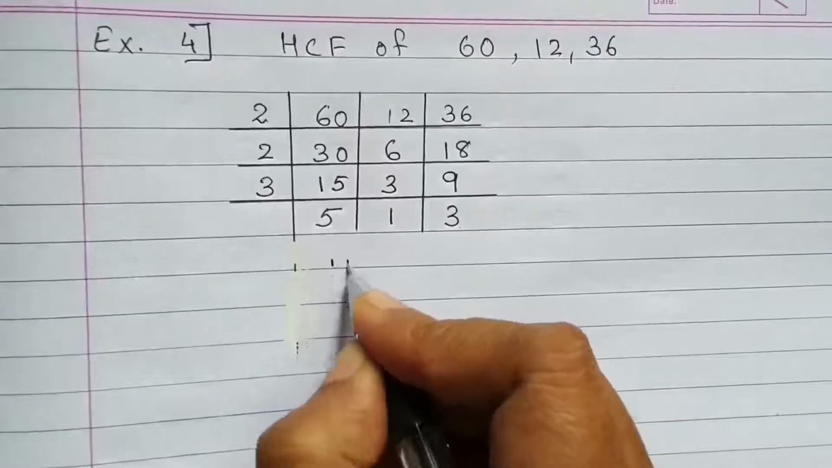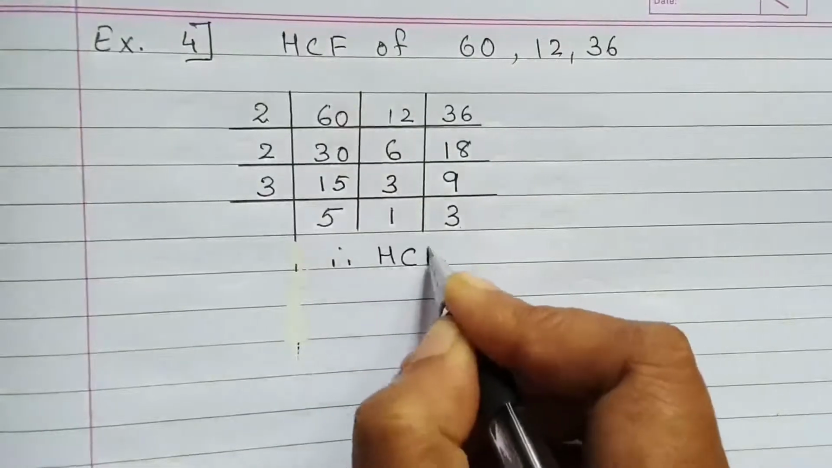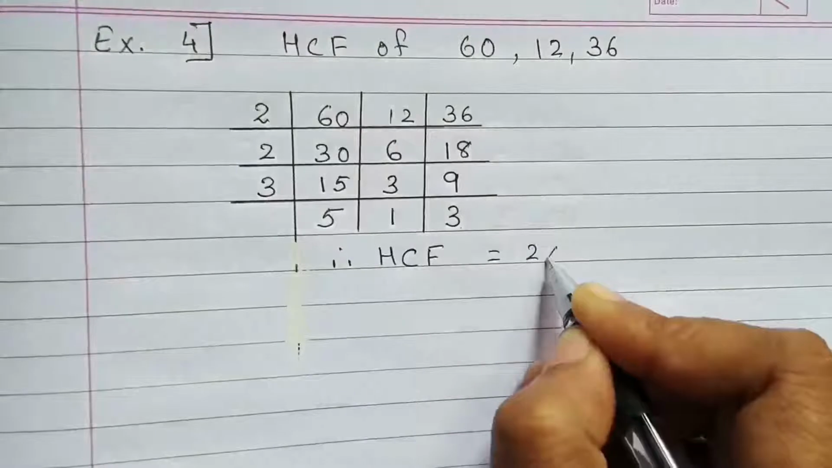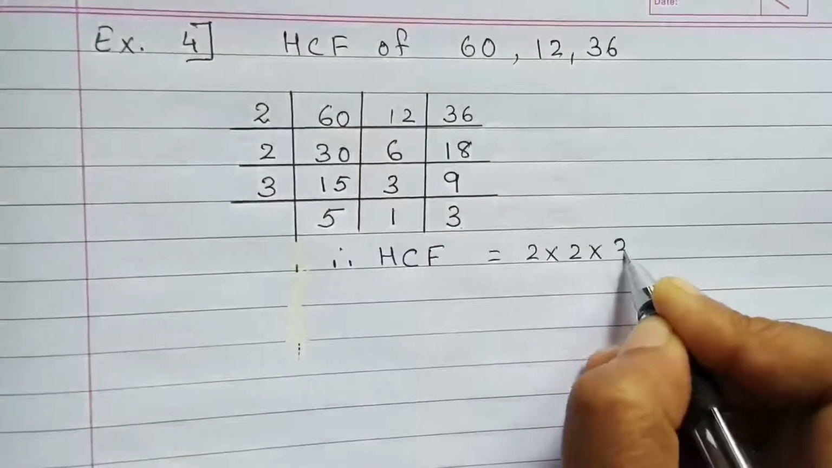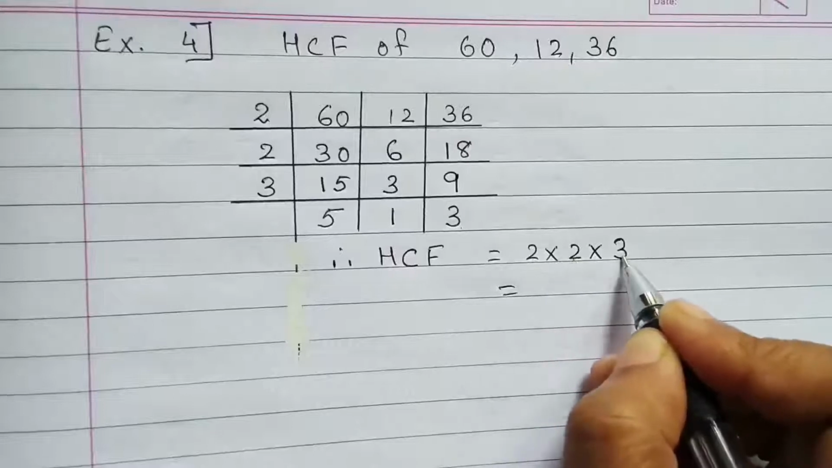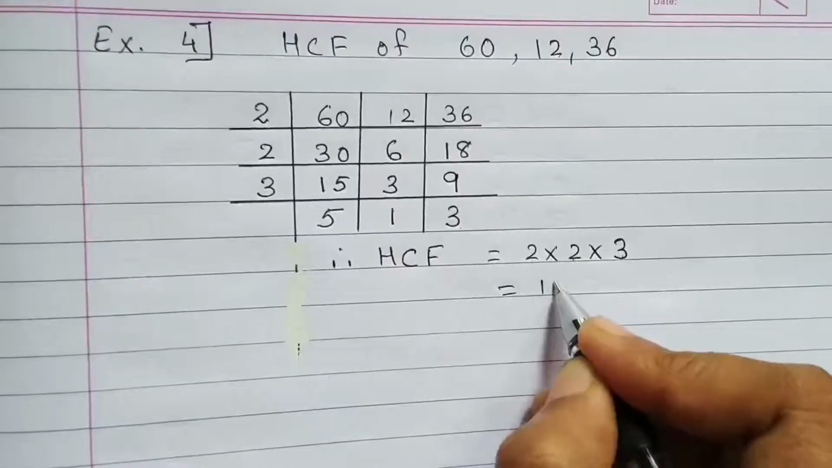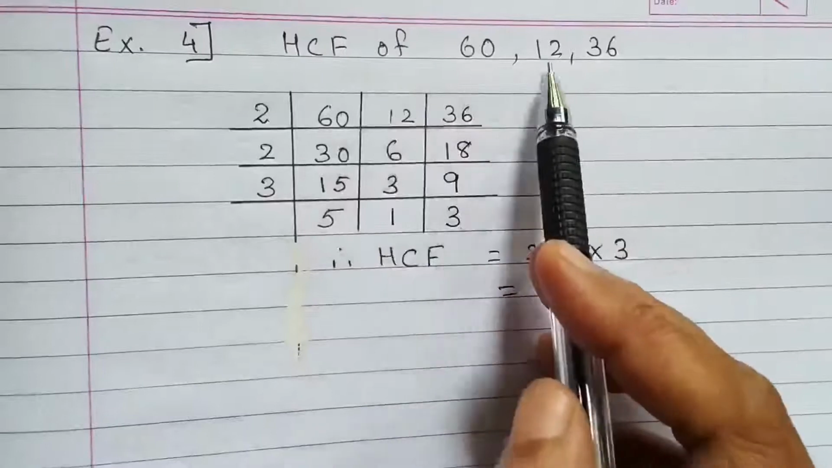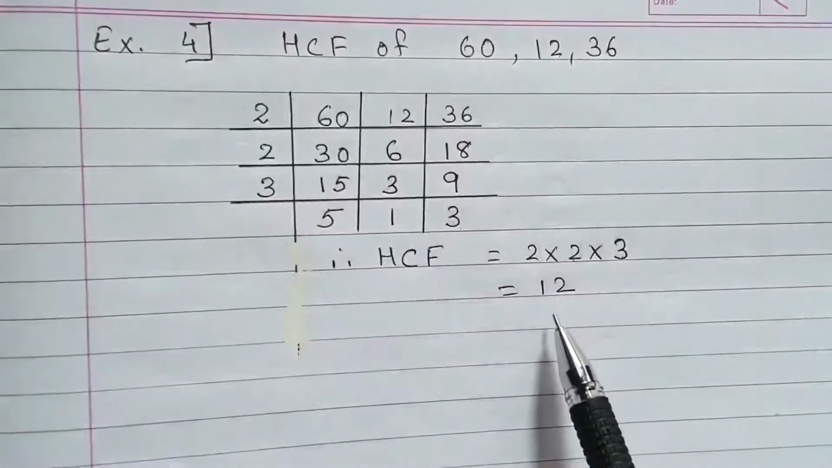So you can write, therefore, HCF is equal to 2 multiplied by 2 multiplied by 3. How much is it? 2 2s are 4 and 4 3s are 12. So the HCF of 60, 12 and 36 is 12.